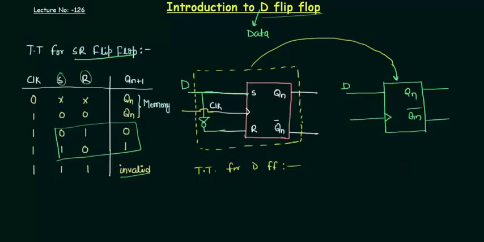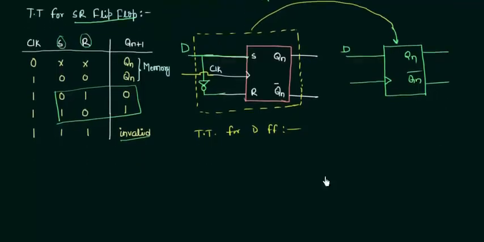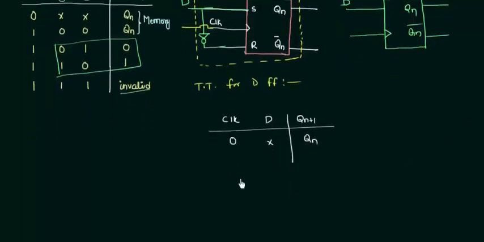Okay, a very simple truth table. You will have your clock and a single input D, and output Qn plus 1. Now when clock is 0, it means this circuit won't take any input, and the output will be the previous output. So Qn is my output in this case. When clock is high and D is low, it means S is 0 and R is 1. And for this particular case, I have Qn plus 1 as 0.